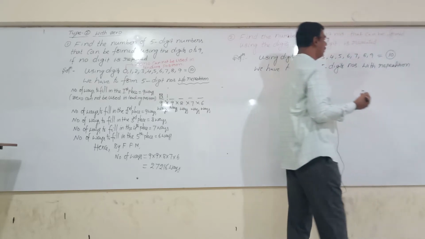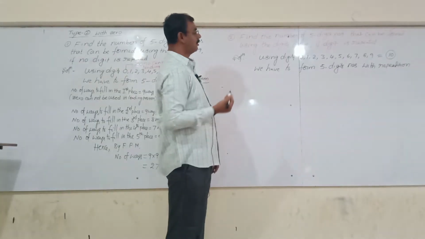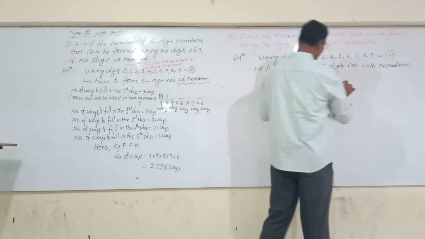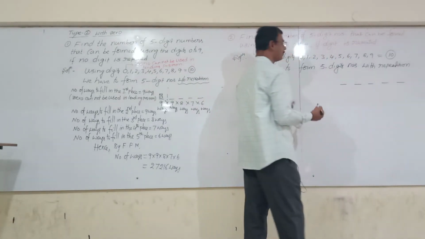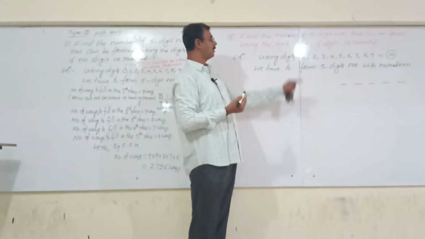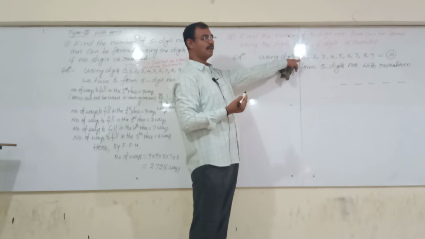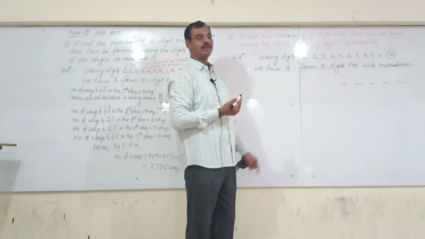With repetition we have to form. So the good idea, what is the good idea? Create the 5 positions: 1, 2, 3, 4, 5 positions. What is the mandatory condition? The mandatory condition, the primary condition, will be that 0 cannot be used.